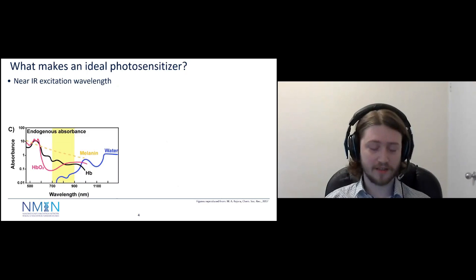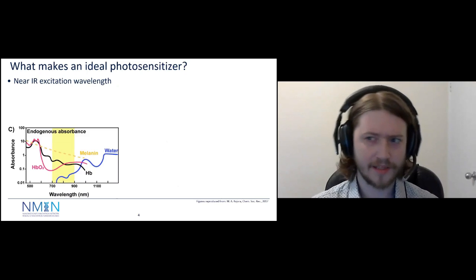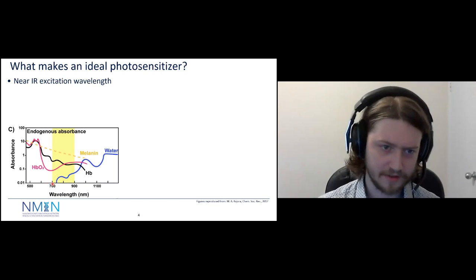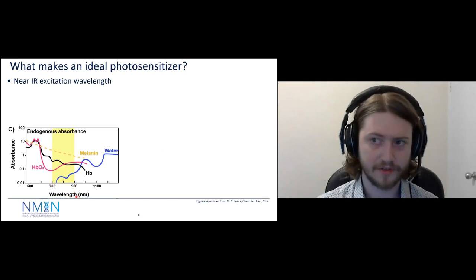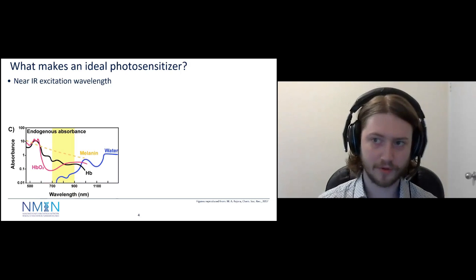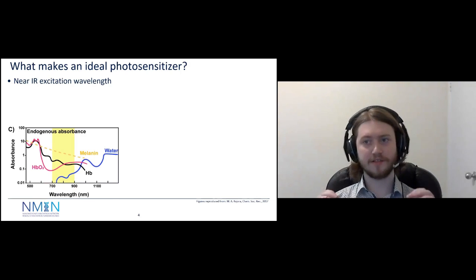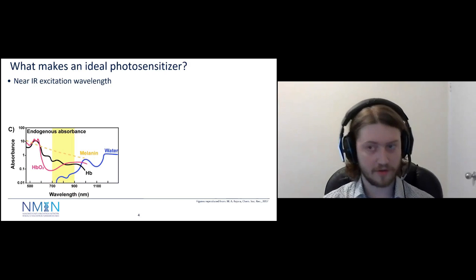And in reality, human tissues are very heavily absorbing and scattering in the visible spectrum, except for this window from about 700 to 900 nanometers where tissue absorption is minimized. And this is what's known as the tissue optical window. So the idea is that by selecting a photosensitizer which has an excitation peak within this tissue optical window, we will maximize the light penetration depth, which will help to improve treatment outcomes.